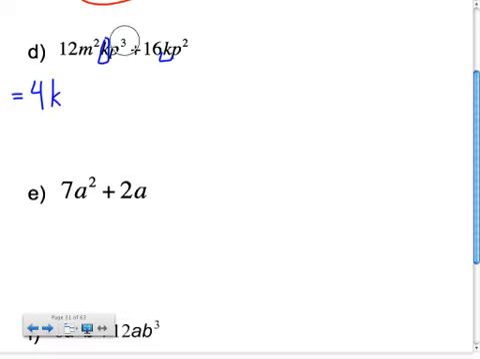Okay, and then finally, I look at my p's. I have 3 p's here. I have 2 p's there. So that tells me I can take 2 p's out of both terms. And so now what I'm left with is this.